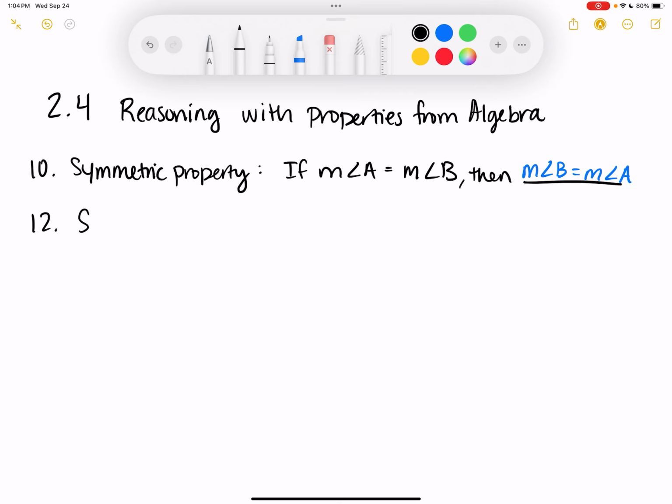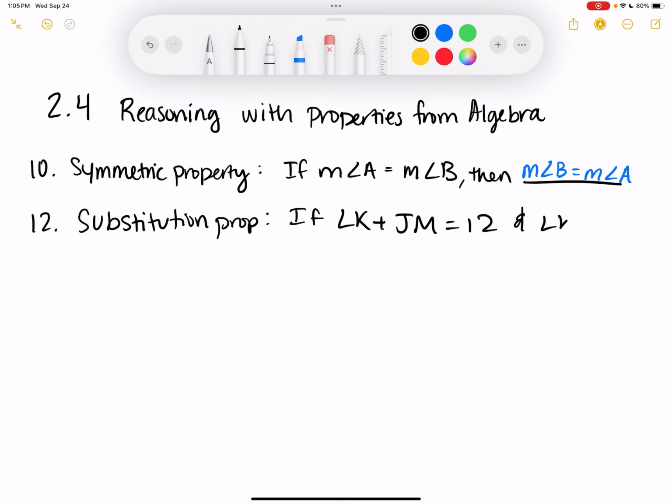12. Substitution property. And I don't mind you abbreviating things when you're doing these. Just what I would tell you is subtraction and substitution, you're not really going to be able to abbreviate because they would have the same abbreviation. So if LK plus JM is equal to 12 and LK is equal to 2, then blank.